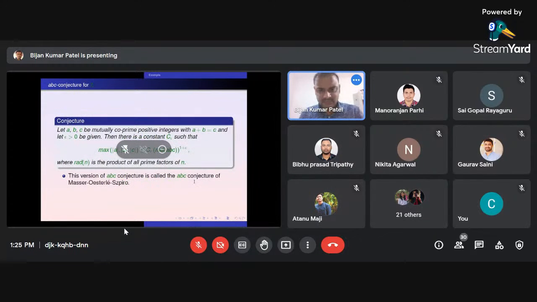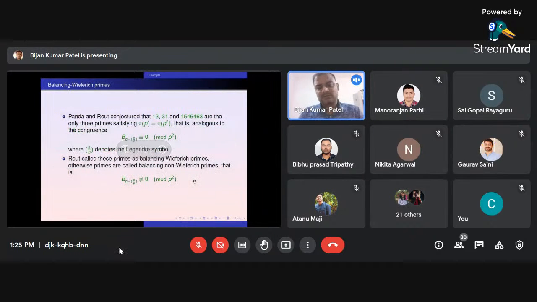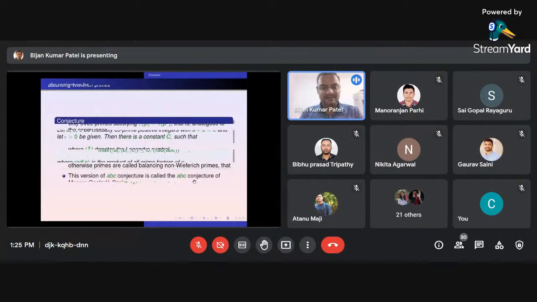And basically Rout gave the statement and studied these primes in detail. Basically, Rout was interested in balancing non-Wieferich primes, those primes which do not satisfy this congruence. And they established a few results about balancing non-Wieferich primes. And for that, the ABC conjecture is required.